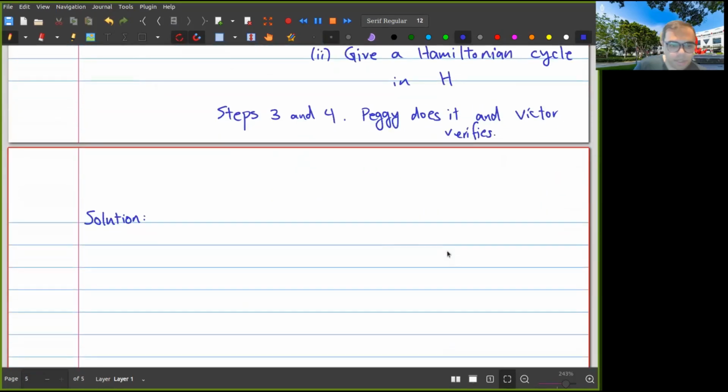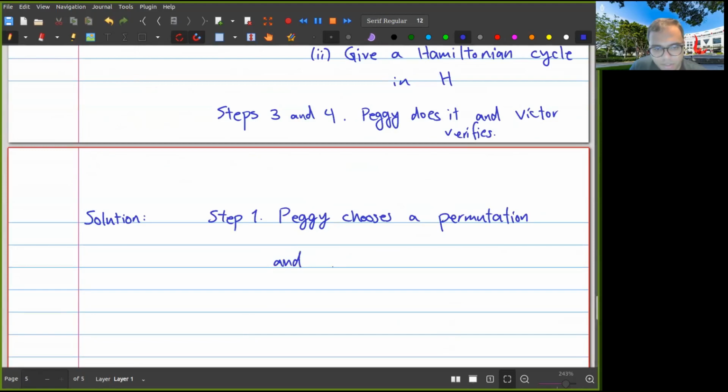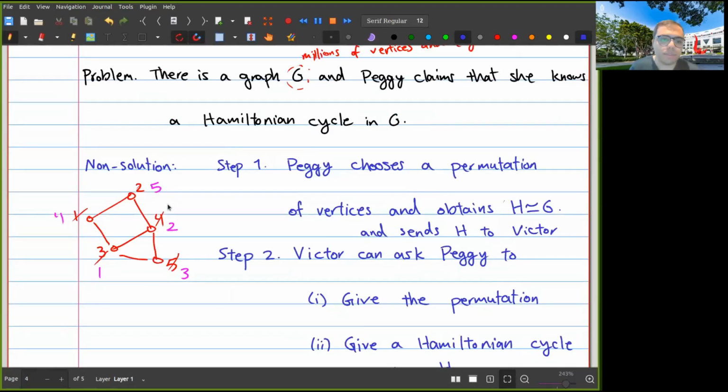So my solution is going to be like this. In step 1, Peggy is going to again choose a permutation of the vertices, and she's going to compute a graph H. And this graph H is going to be isomorphic to G. So again, just like this example, the only thing I'm doing is that I'm changing the numbering on the vertices.